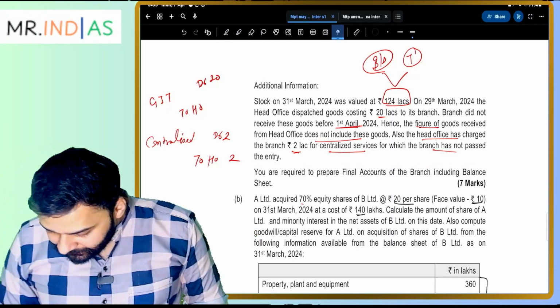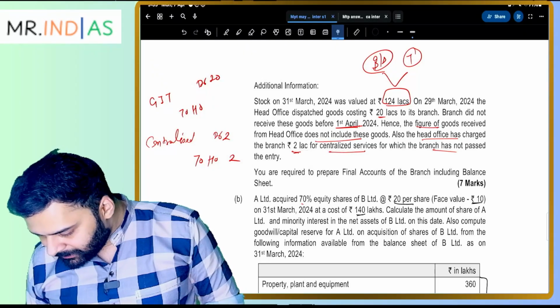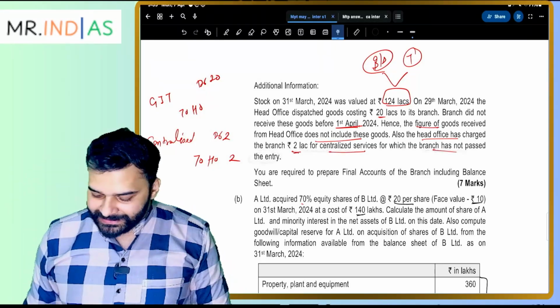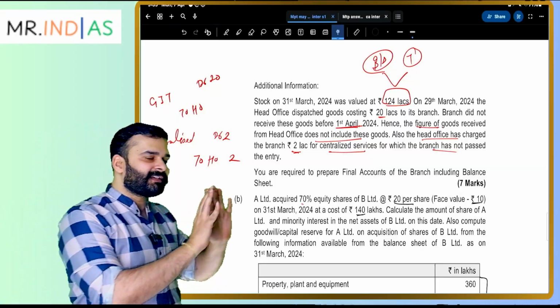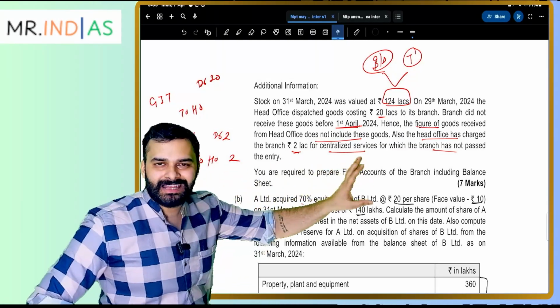Second thing, also, the head office charged branch 2 lakh for centralized service for which the branch has not passed any entry. So the HO gives centralized service. HO booked their expenditure accordingly, but the branch didn't do anything.